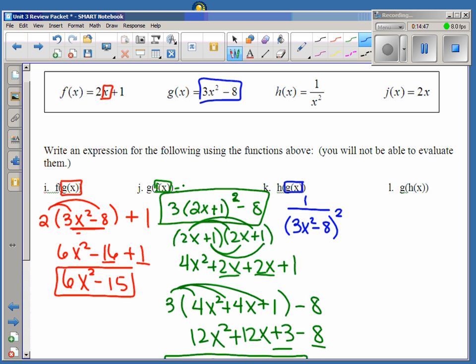I'm not going to bother to FOIL that one out. That's going to take some work. So there's our answer. I can FOIL it out later if you'd like.